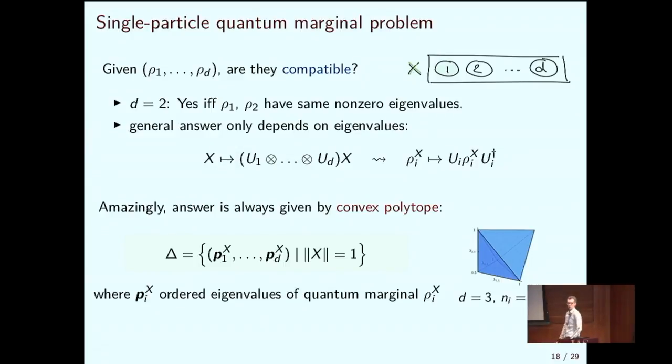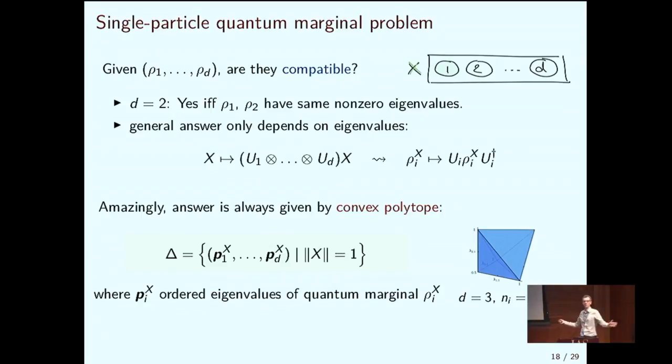So if you have d particles, each of dimension n, it's a d times n dimensional space, no exponent. So here's a simple example. If you have 3 tensor factors and all the local dimensions are 2, then because we have probability distributions, it suffices to just look at the largest eigenvalue of each of these 3 marginals. So we get a 3-dimensional space that looks like so, and it's some interesting polytope. Okay. And the amazing fact is that somehow the answer to this problem is always given by convex polytopes.